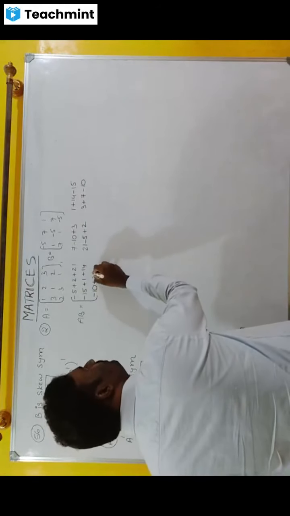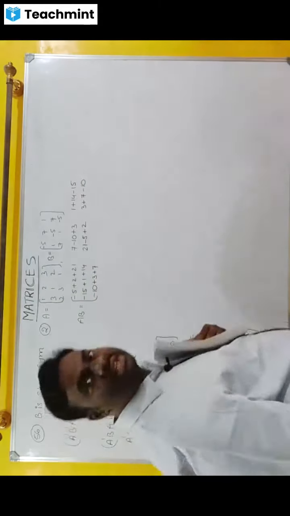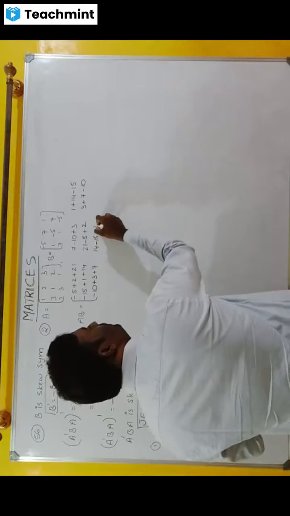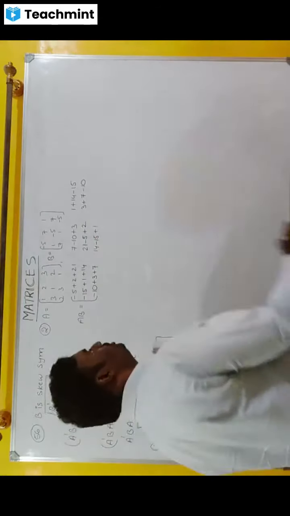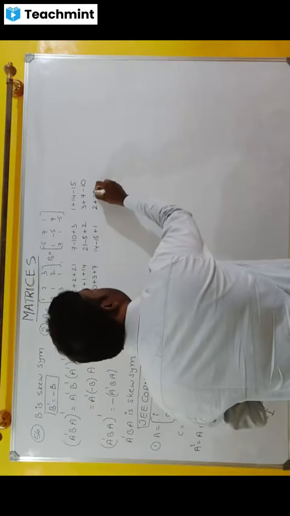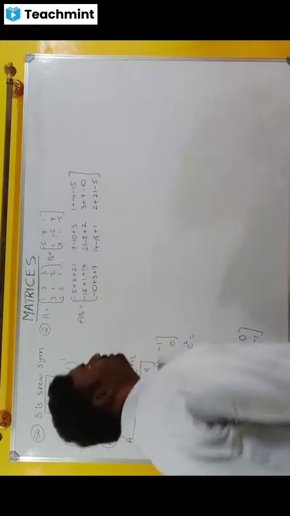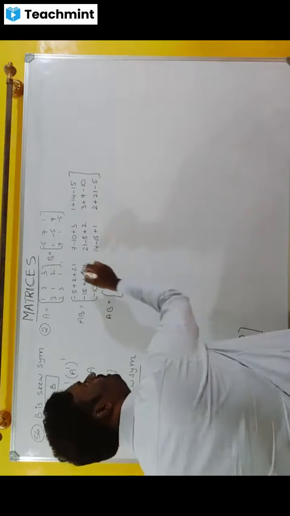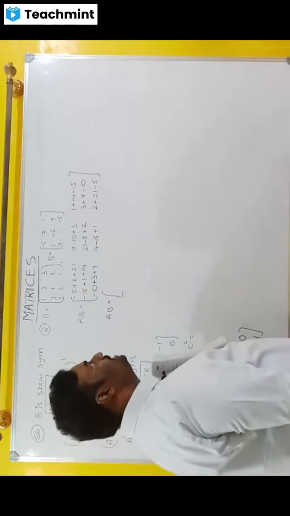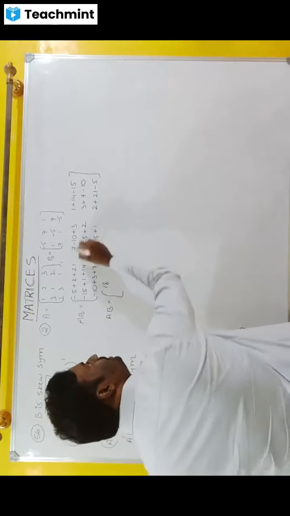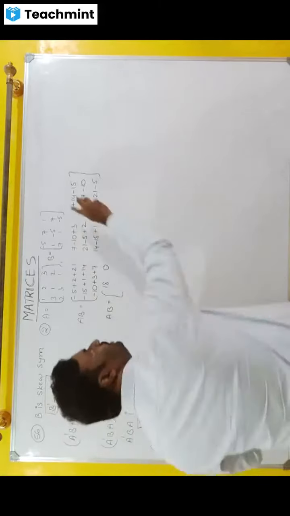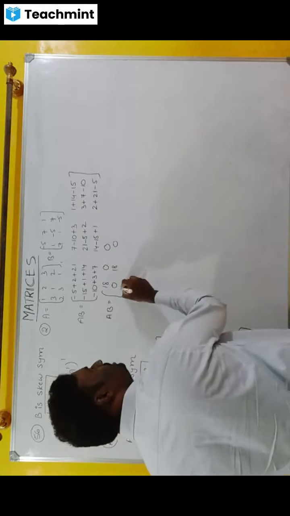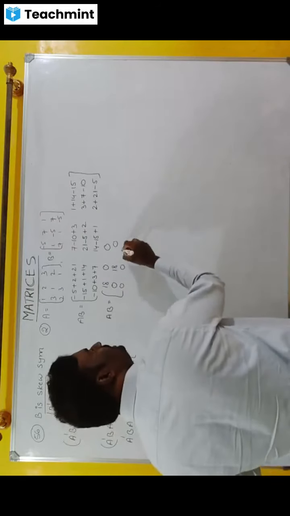3 ones are 3, 1 into 7 is 7. Third row, second column. 2 into 7 is 14, 3 into minus 5 is minus 15, 1 into 1 is 1. Third row, third column. 2 ones are 2, 3 sevens are 21, 1 into minus 5 is minus 5. Now simplify all this. Then A into B equals 21 plus 2, 23, 23 minus 5, 18. Here we will get 0, here also 0, here 0, here 18, here 0, 0, 0, and 18.